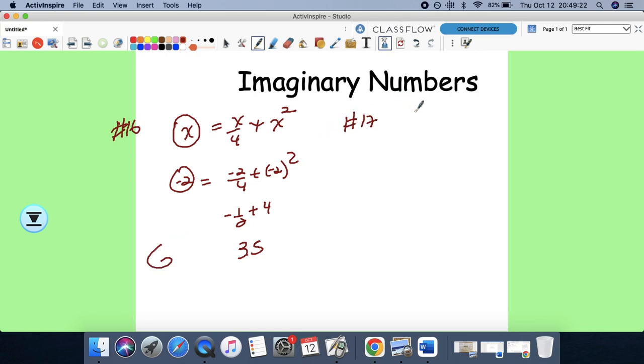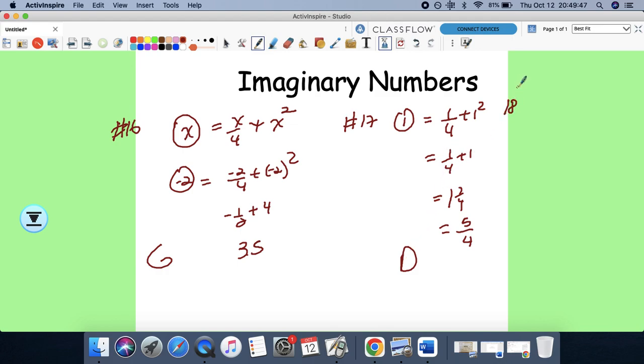17 is, what's the value? Oh, circle 1. So again, wherever I see x, I put 1. So I get 1 over 4 plus 1 squared. 1 over 4 plus 1, which is 1.25, or 1 1/4, which is the same thing as 5 over 4. So that one is D. So 17 is D.